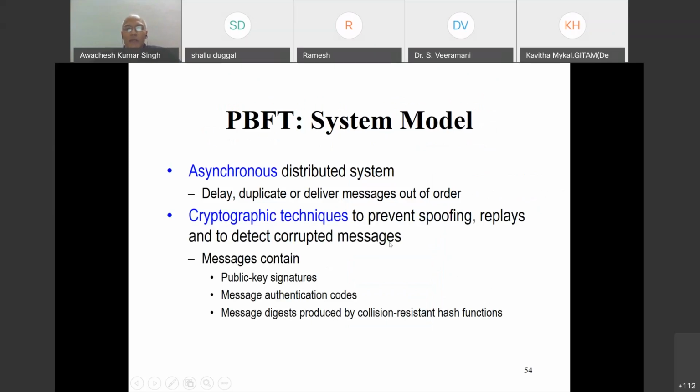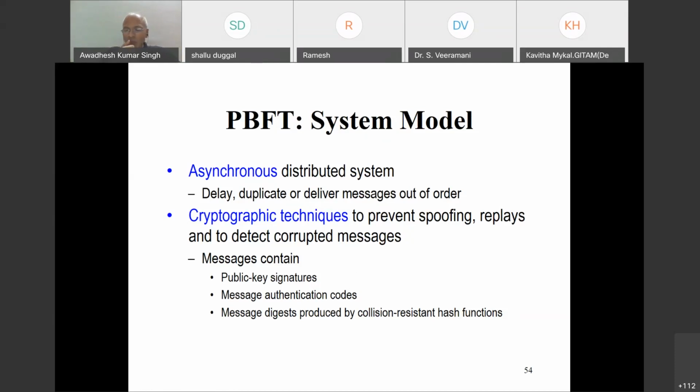So first we will do the system model. Number one, it is an asynchronous distributed system. Asynchronous means there is no bound on the message delivery time. However, it is finite. One thing is important. Secondly, PBFT uses cryptographic techniques to avoid spoofing, replays, loss of message, corrupted message. All these are controlled by cryptographic techniques, meaning public key signatures, message authentication codes, and digests. A message is represented in the form of a numeric sequence of digits, and that is unique for every message. The text or decision is translated into a numeric message, and that is uniquely added for every message. So that is a digest. This is created through a collision resistant hash function.